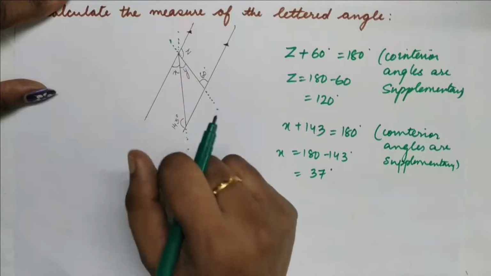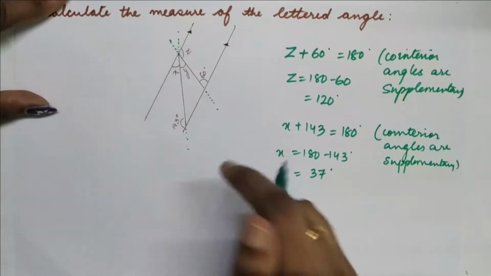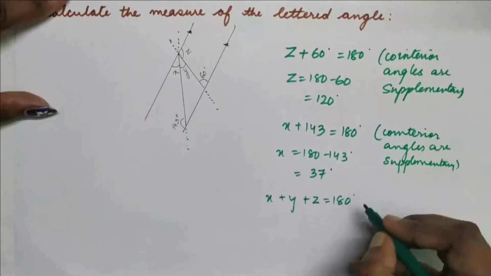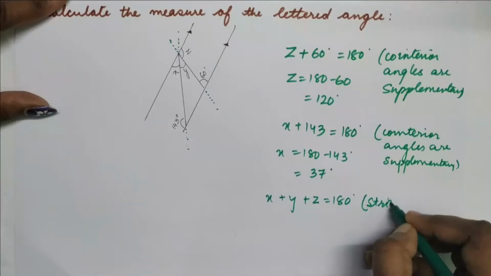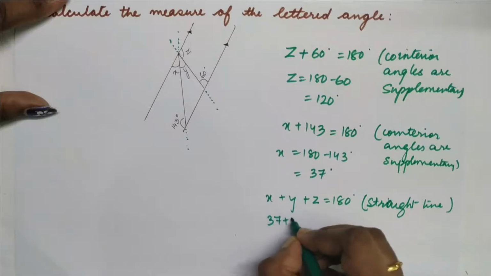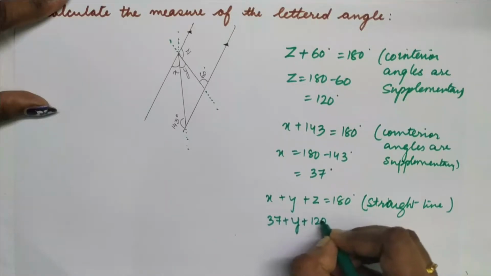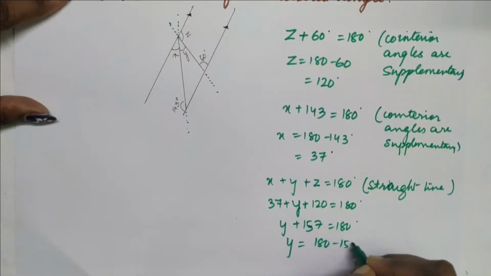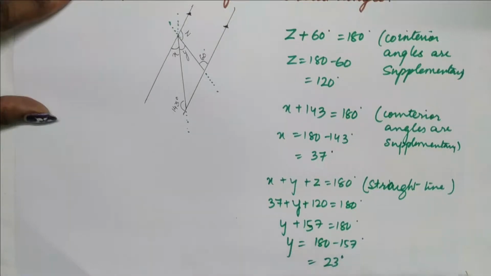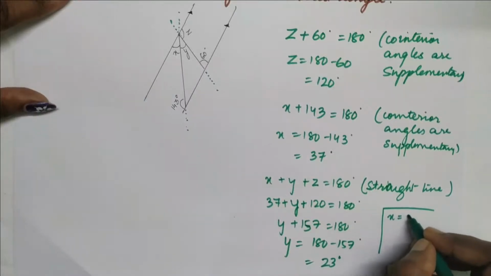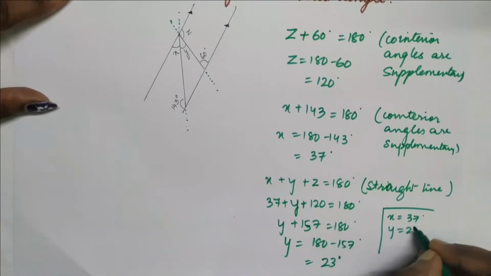And now how do I solve y? So I have got the two values, x and z, so x plus y plus z is equal to 180 degrees because it is a straight line, and angles on a straight line are 180. So you know x is 37 and z is 120. Therefore y is equal to 180 minus 157, that is 23 degrees. So the final answer is, you can write it separately if you want, x is 37, y is 23 and z is 120.